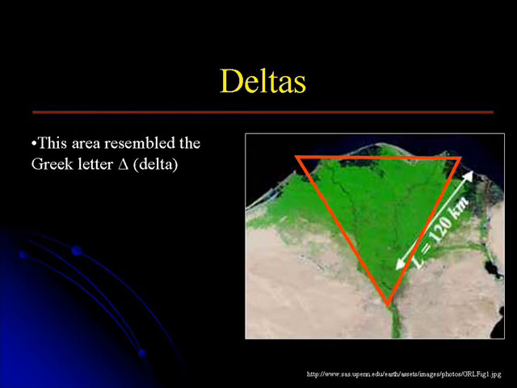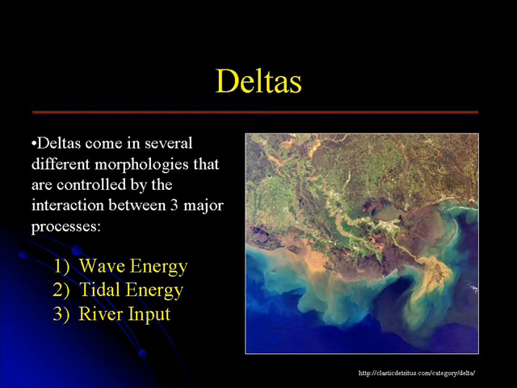Now, most deltas that we have in the world, especially for the large rivers, are huge. The Nile River Delta, for example, stretches a couple hundred kilometers in all different directions, giving it several thousand square kilometers of fertile terrain. So they're very, very important depositional environments. Now, the neat thing about deltas is that they come in several different varieties, different morphologies, if you wish, and the morphologies are controlled primarily by the interaction between the major processes that control deposition in this environment. If you wish, we call them the major types of energy that's affecting these environments.